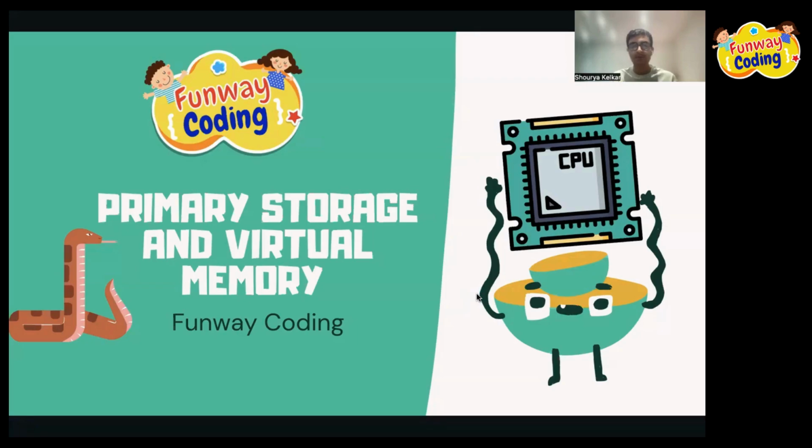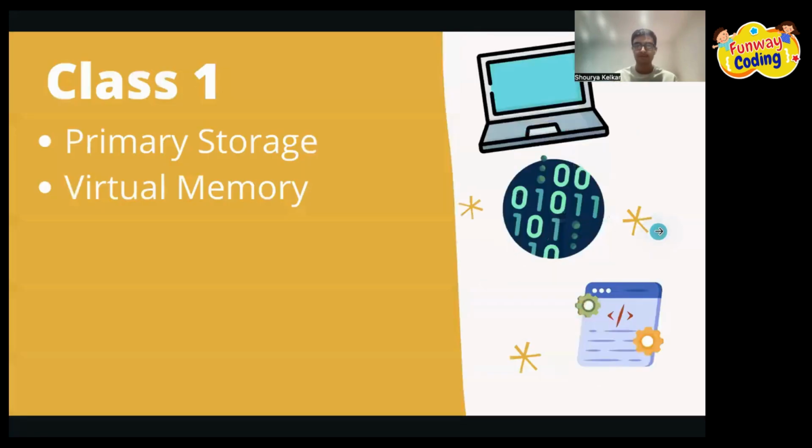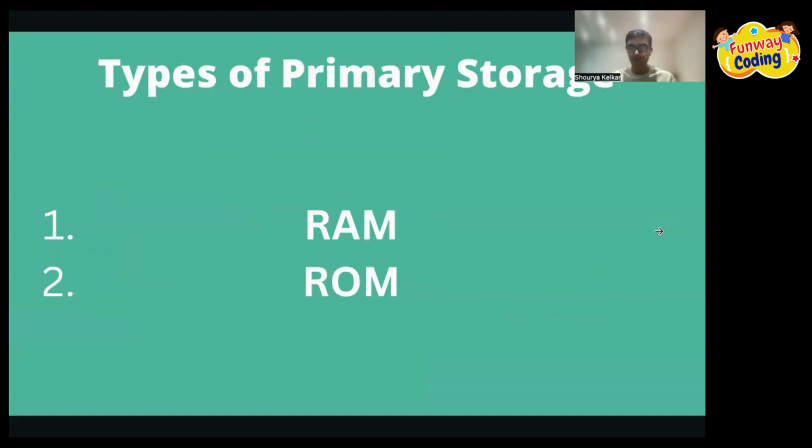Today we'll be going over primary storage and virtual memory. So first, let's go over primary storage. There are two types of primary storage. There is RAM and ROM.